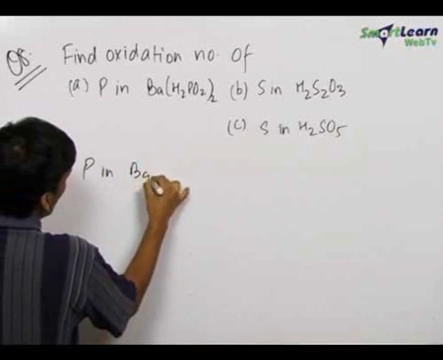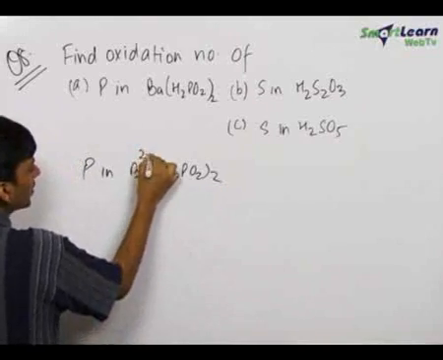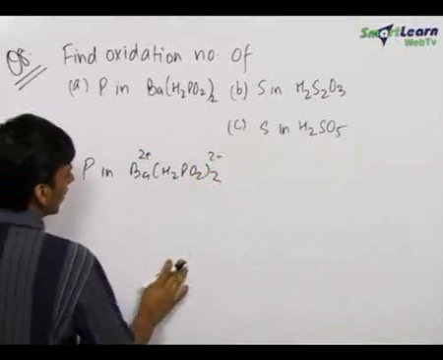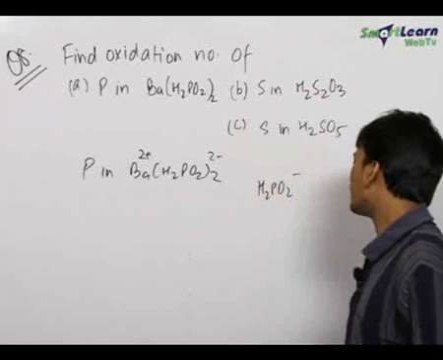Phosphorus in Ba(H2PO2)2. We know that barium is 2 plus and this is 2 minus. Therefore, the structure we are looking for is H2PO2 minus.